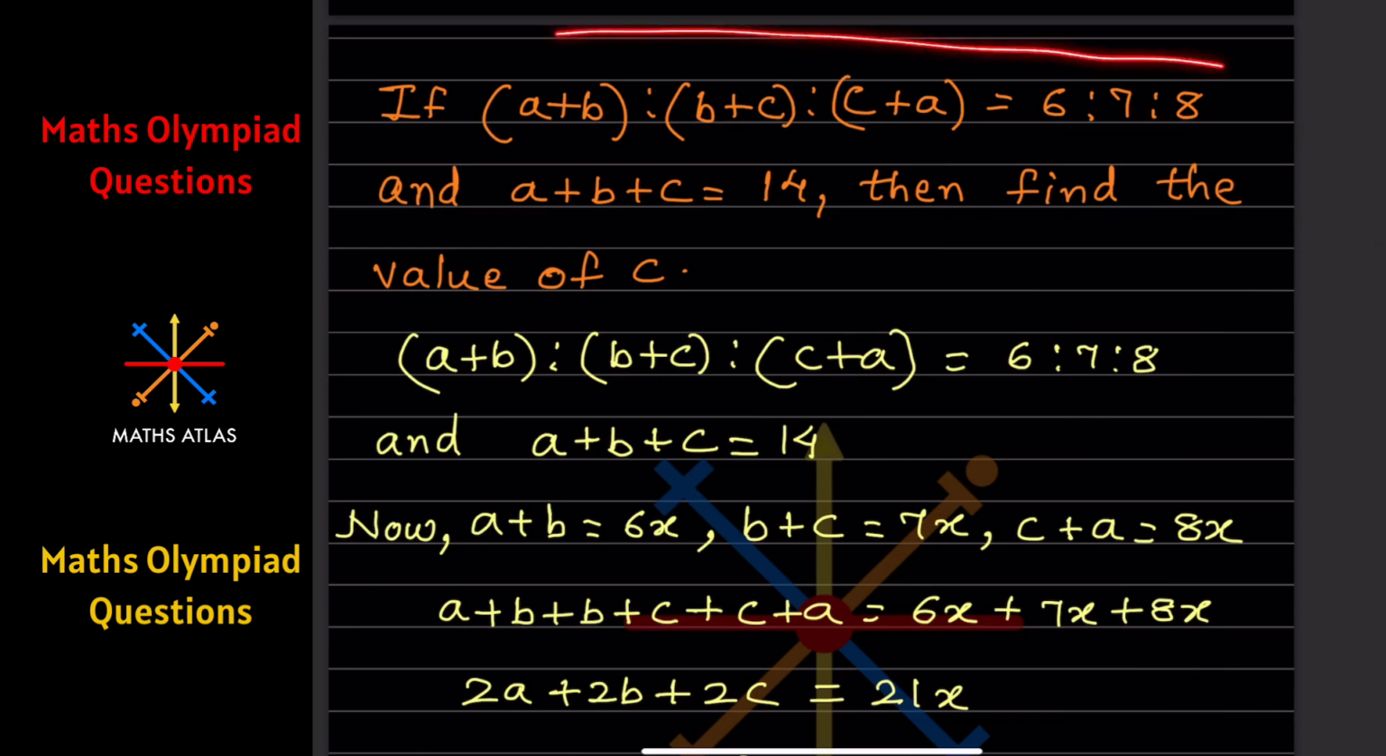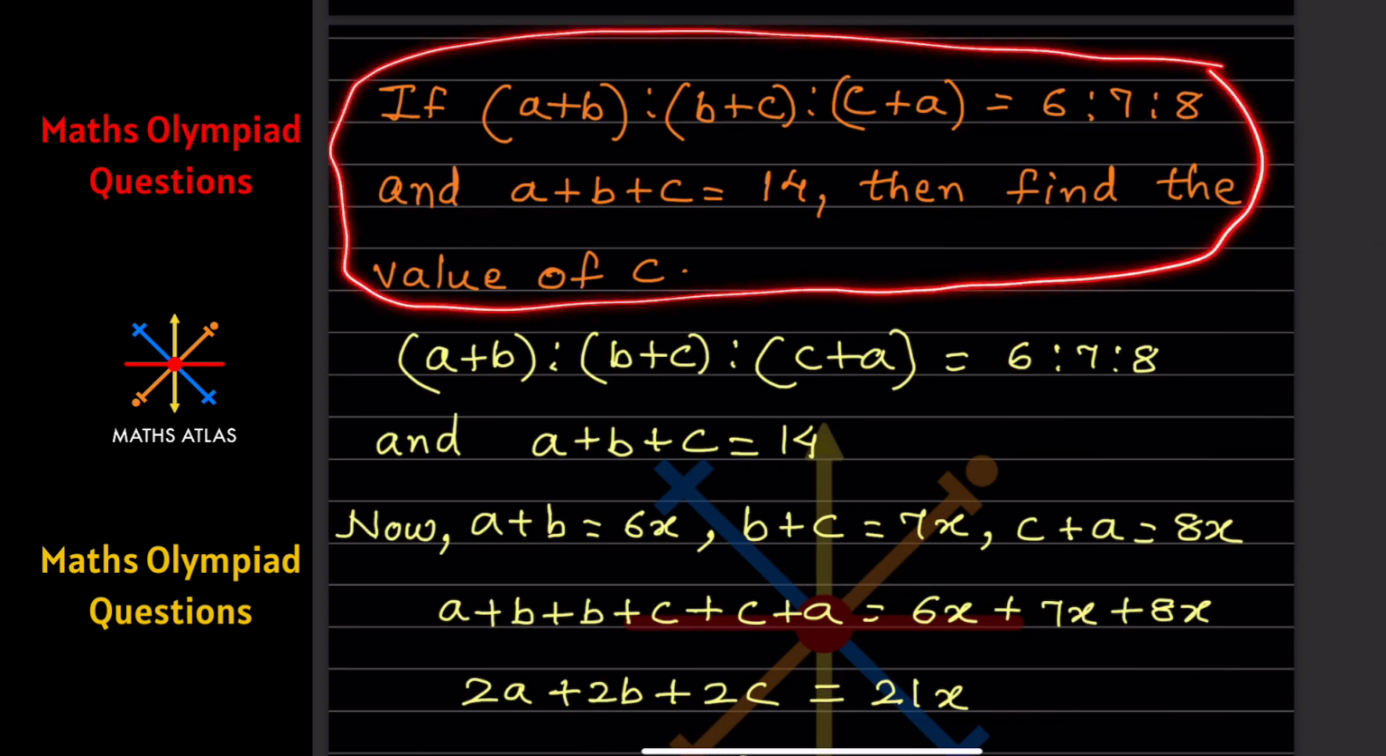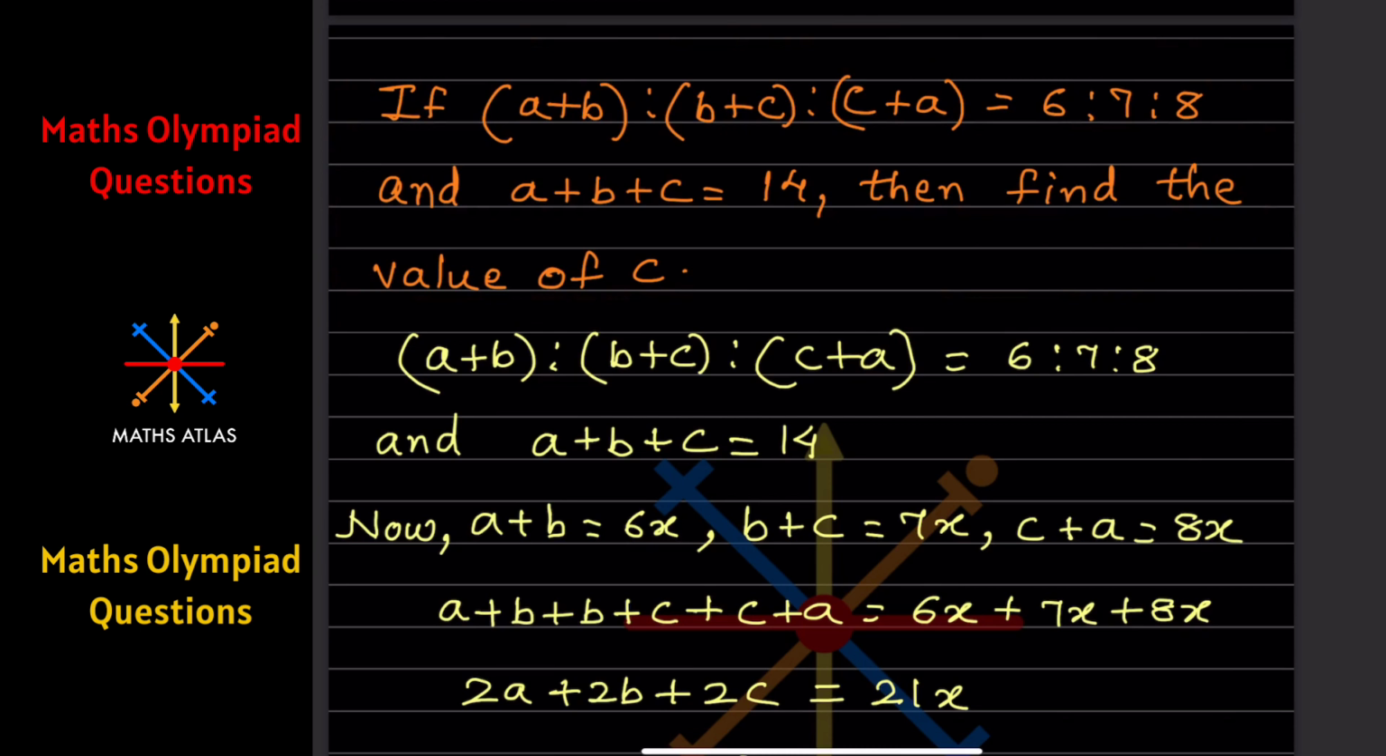So today we are going to see this one. This is one question given over here. It says that A plus B is to B plus C is to C plus A, that is 6 is to 7 is to 8, and A plus B plus C is equal to 14. Then we have to find the value of C. So let us write this one as it is over here.